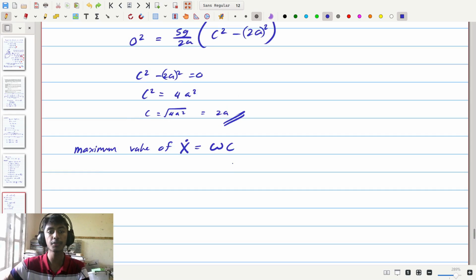So therefore, if we substitute into this, we are going to have omega, which is the square root of 5g over 2a, times c, which is 2a.